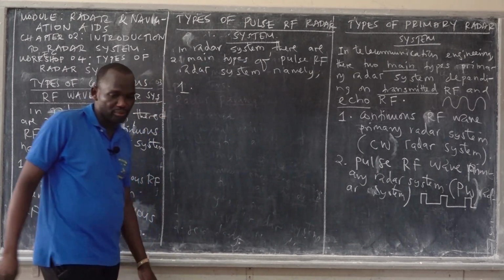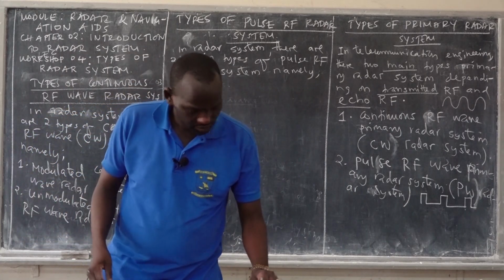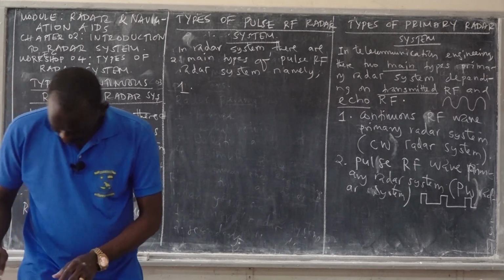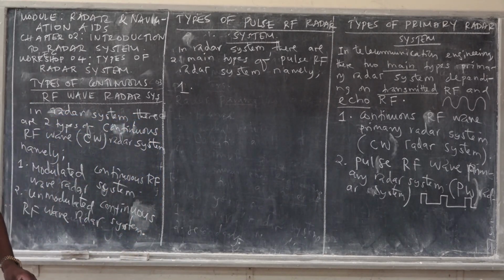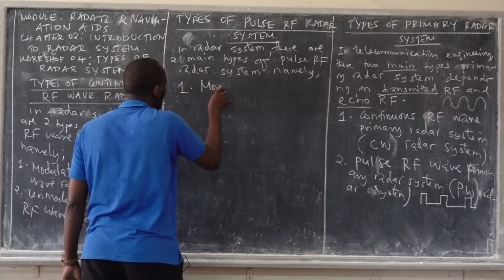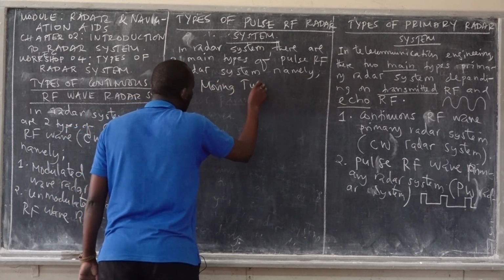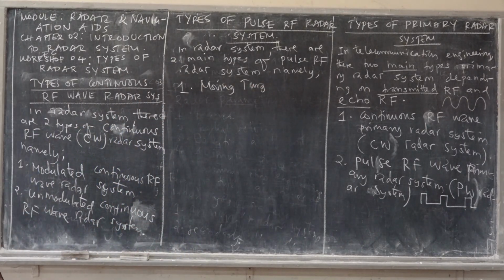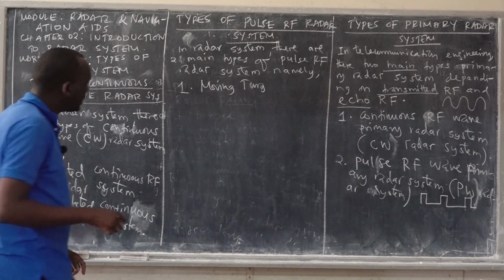The first one is called the moving target indicator. Moving target indicator, and the other one we call it Doppler pulse radar, or pulse Doppler radar. So the first one is called the moving target. Let me check the spelling. Moving target.